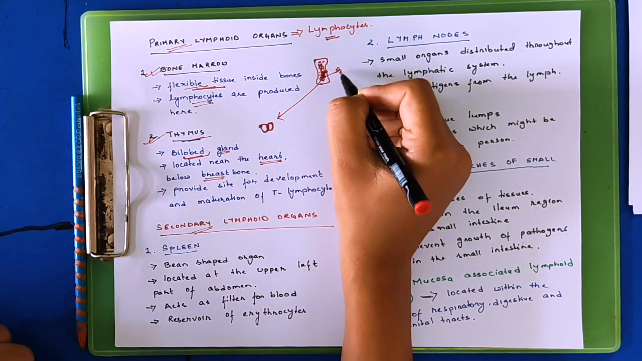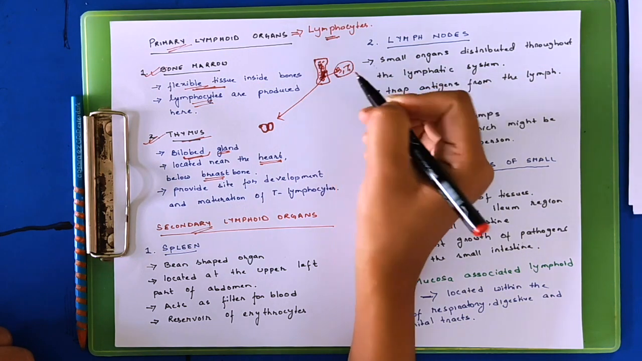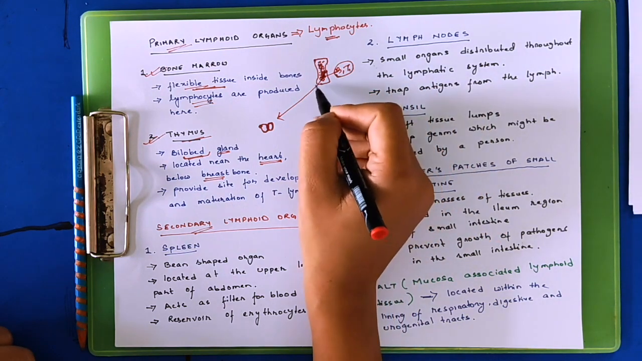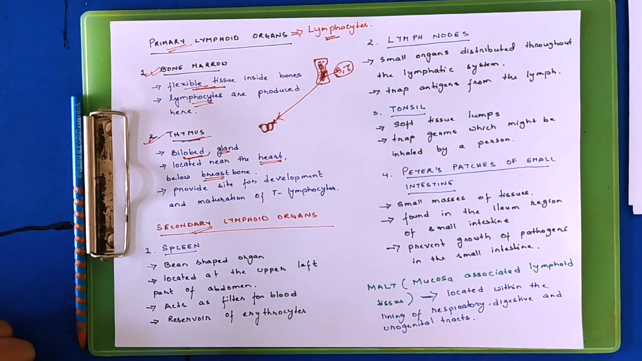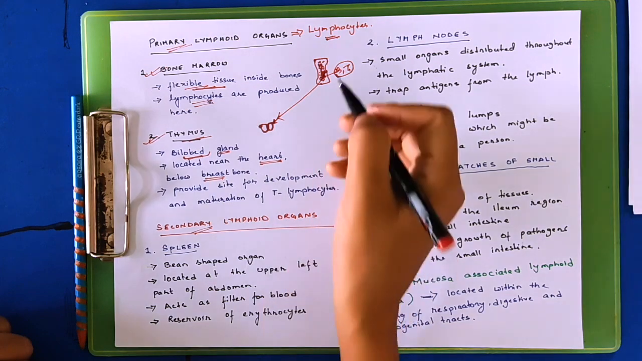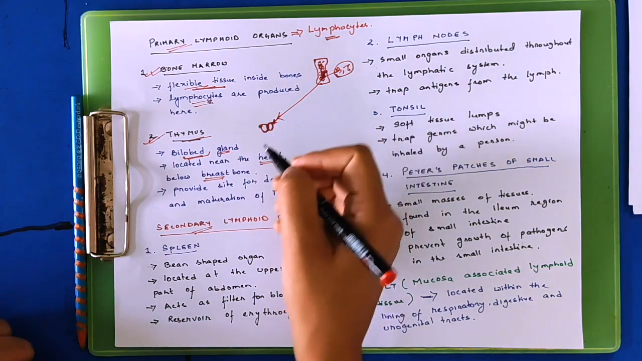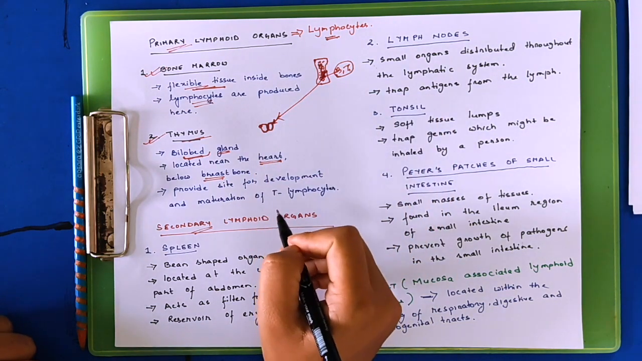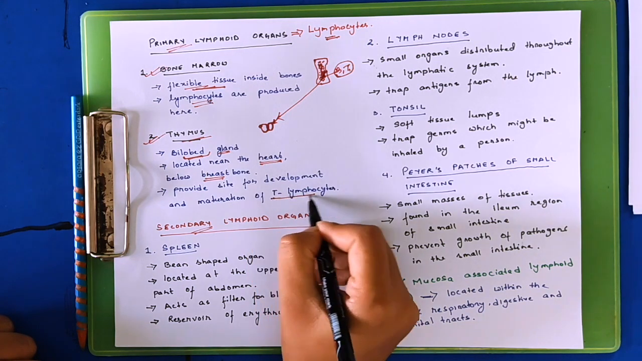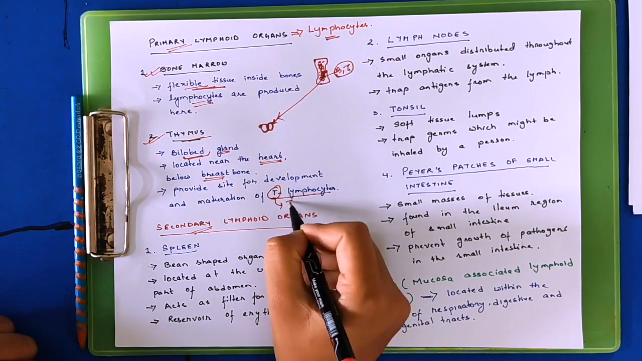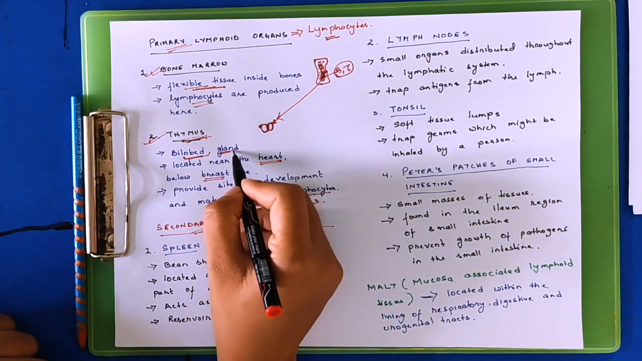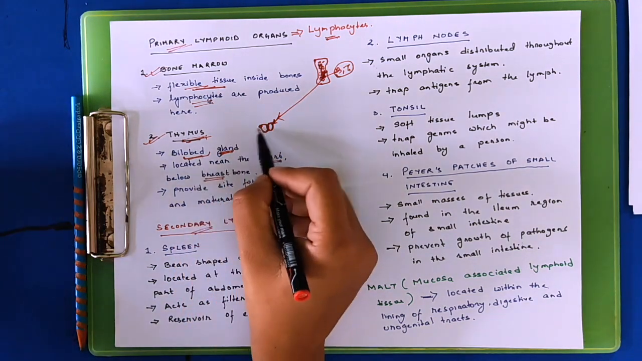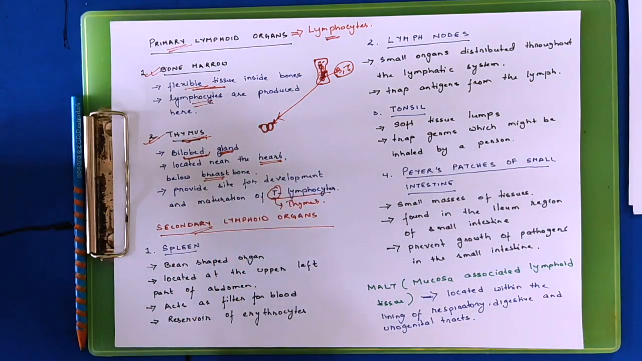B lymphocytes and T lymphocytes produced will be sent to the thymus. The development, differentiation and maturation of the lymphocytes take place in the thymus. Lymphocytes matured in the thymus are known as T lymphocytes. The thymus is a bilobed gland structure. Where is it located? It is located near the heart, below the breastbone.